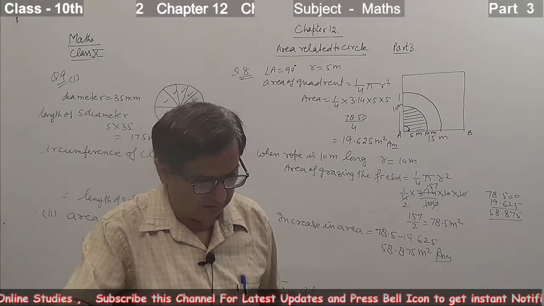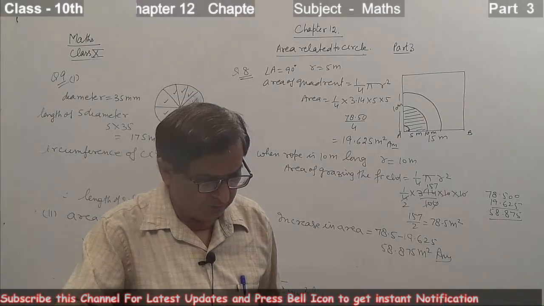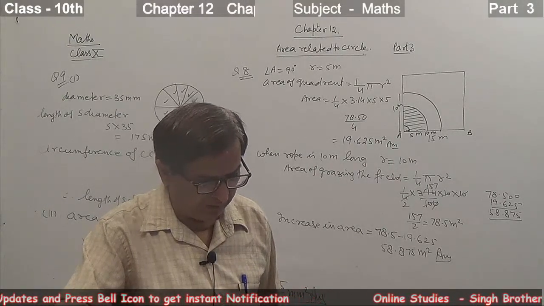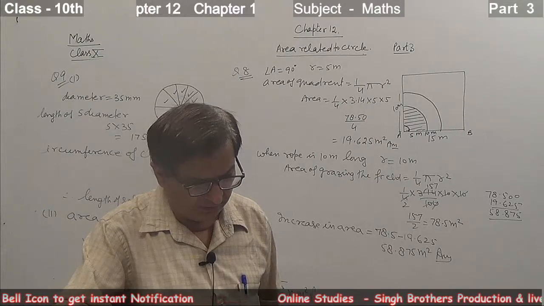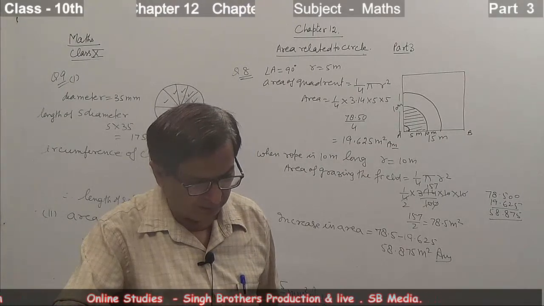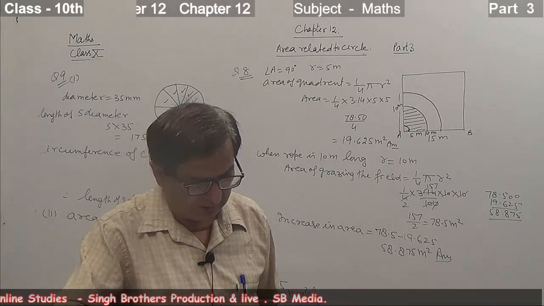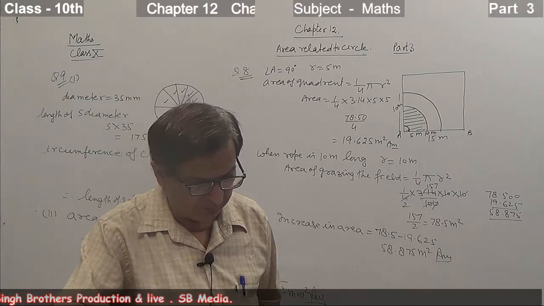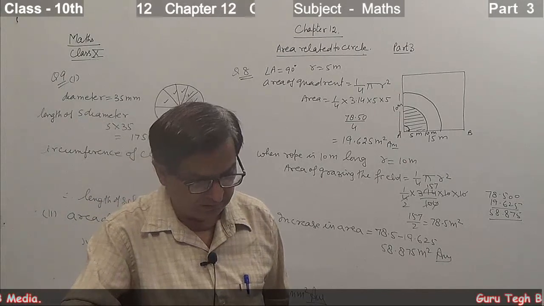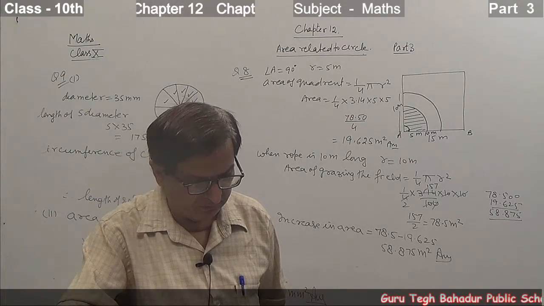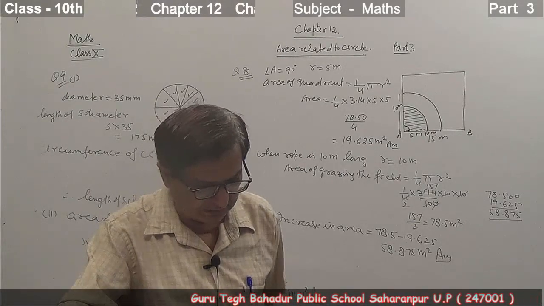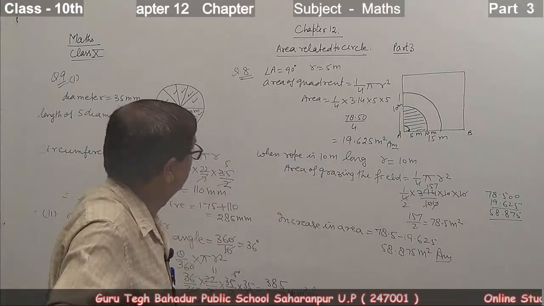Question number 12 also: to warn ships of an underwater rock, a lighthouse spreads a red colored light over a sector of angle 80 degrees to a distance of 16.5 kilometer. Find the area of the sea over which ships were warned. The angle is given to you, 80 degrees, and the radius is given to you, 16.5 kilometer. So you can find the area of the sector of the circle. Now see question number 13.